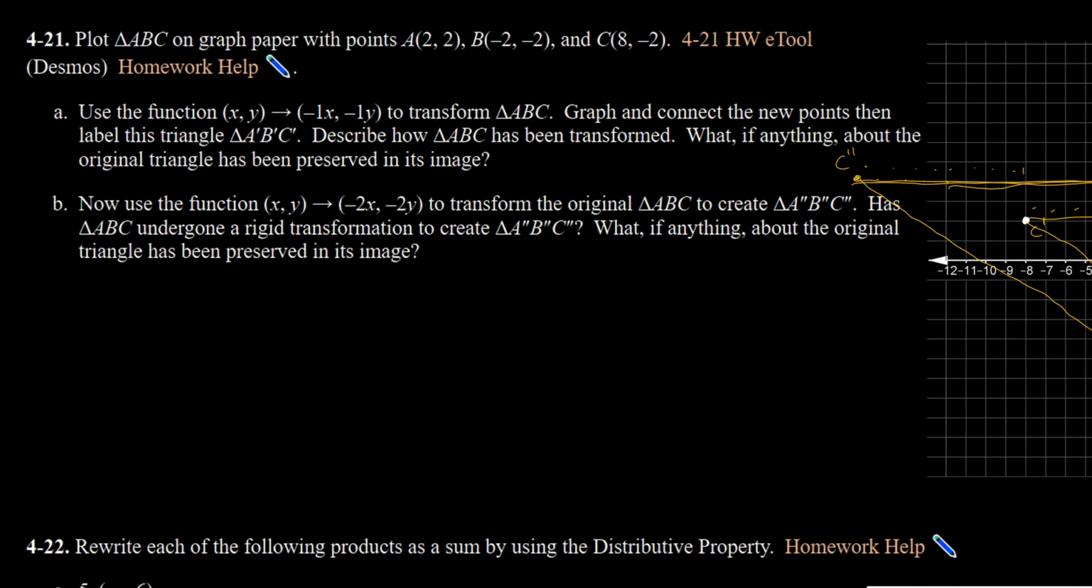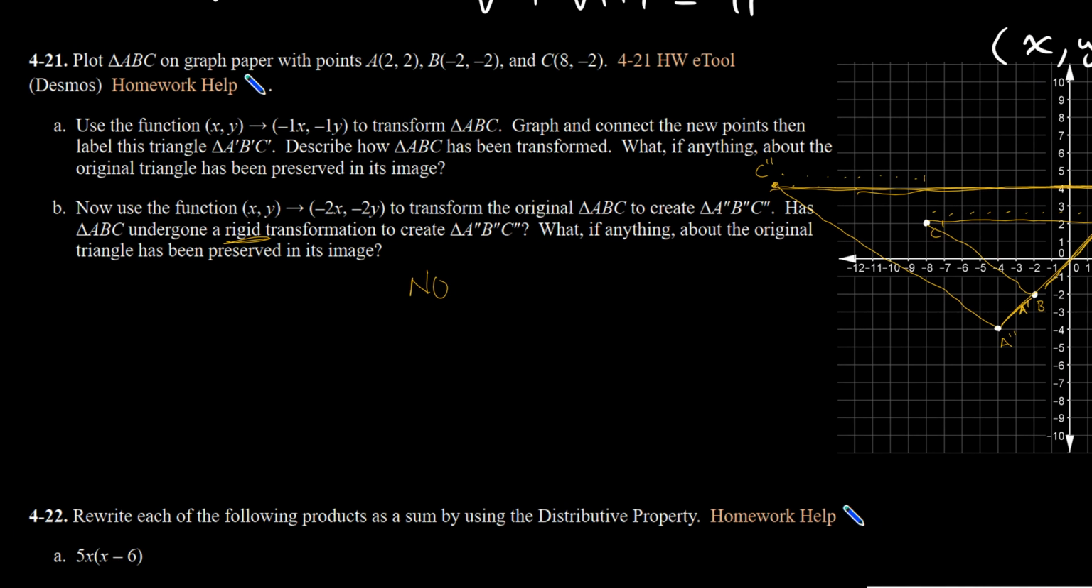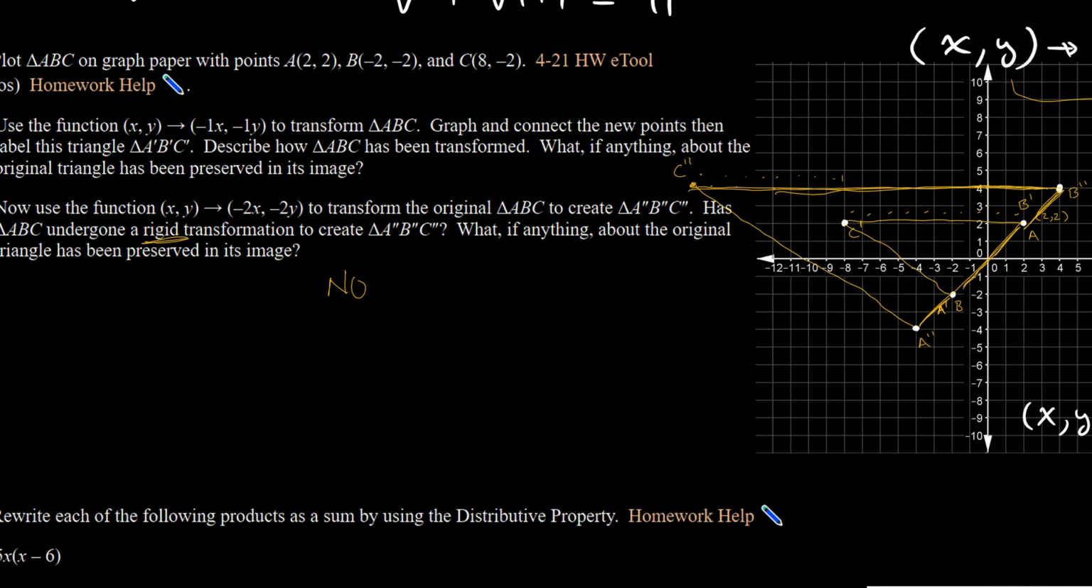So it says, what if anything about the original triangle has been preserved? Well, I would say it's the same shape, right? It did have a reflection or maybe some rotation, but it has definitely undergone a size increase. It says, has this triangle undergone a rigid transformation? No. If you're asking me if it's a rigid transformation, no, because it got larger, right? A rigid transformation would preserve the shape and size. This one got larger, so it's definitely not rigid. But it does look like it's the same shape. It's just a bigger version of it.